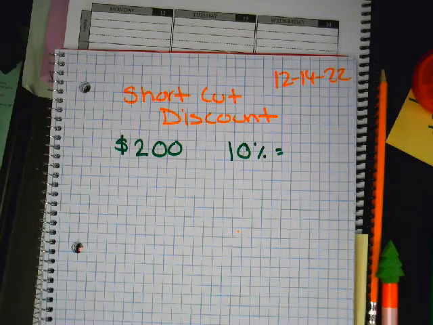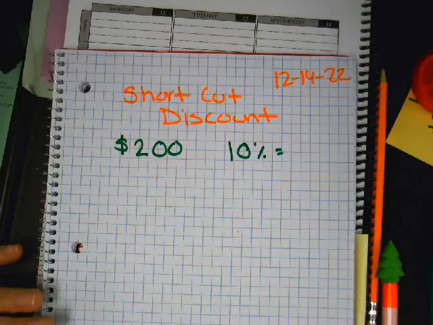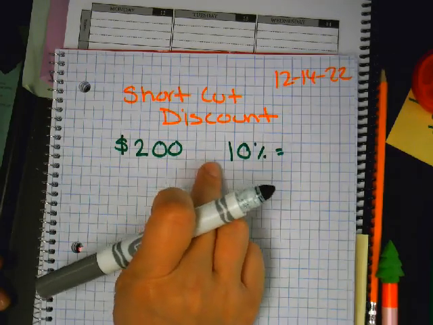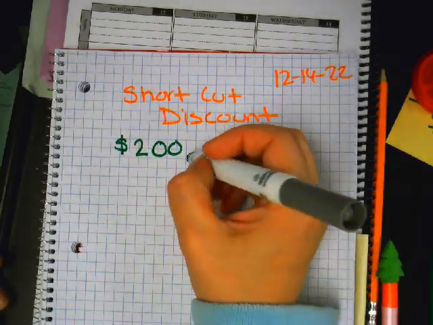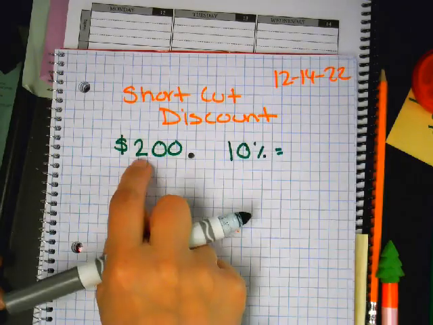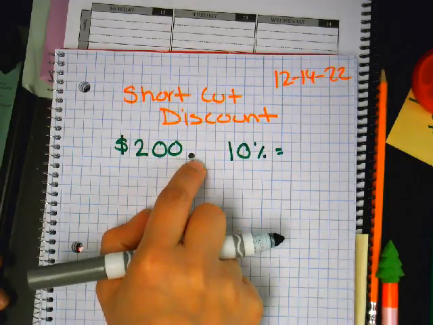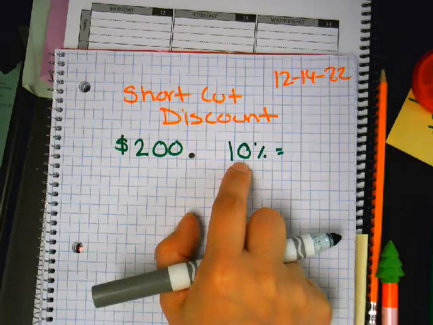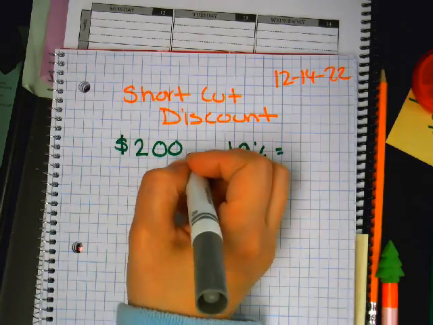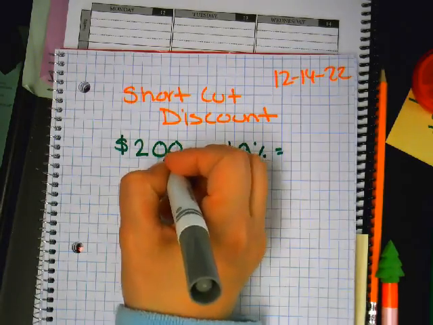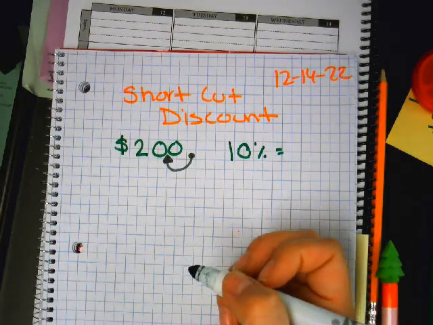You can't do like 32, 31, 35, 36? You can. The easiest ones, obviously, are the ones that end with 0, and then the next easiest ones are the ones that end with 5. Okay, where is the decimal on $200? In the back, right? Does everybody understand that when you don't see a decimal, it's in the back? Okay. When it's 10%, you are going to move the decimal over one time.